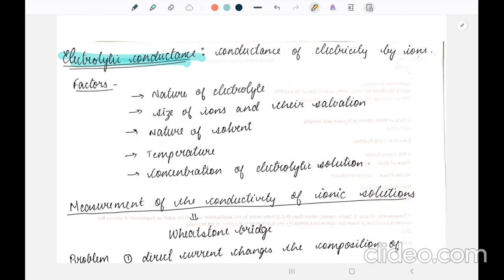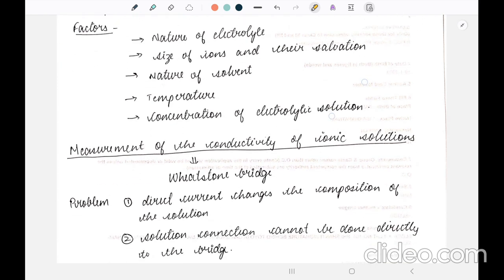Next is the heat which is provided. So on increasing the temperature, there is an increase in ionization as the movement of ions will also increase. So consequently, the electrical conductivity of the solution will increase. So it is directly proportional to the temperature. And the concentration of electrolytic solutions. So with the decrease in concentration of electrolytic solution, that is on dilution, the ionization of weak electrolyte will increase and thus the electrical conductivity will increase.